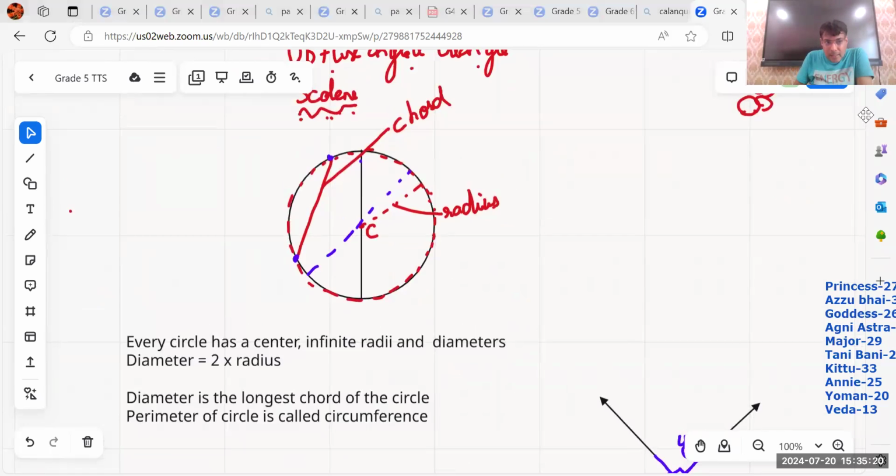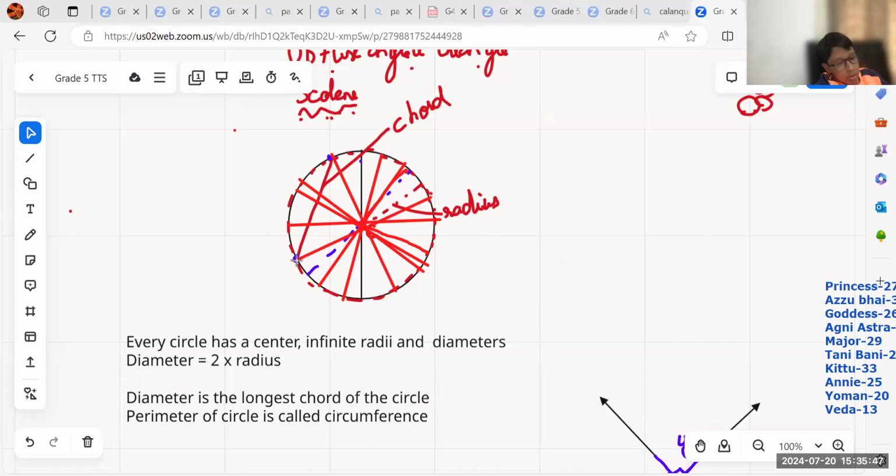So guys, next concept we'll do is of a circle. So we know that there are infinite radii, infinite diameters. Diameter passes through the center and touches 2 points of the circle. And we know that diameter is twice of radius. So these all in red are what?